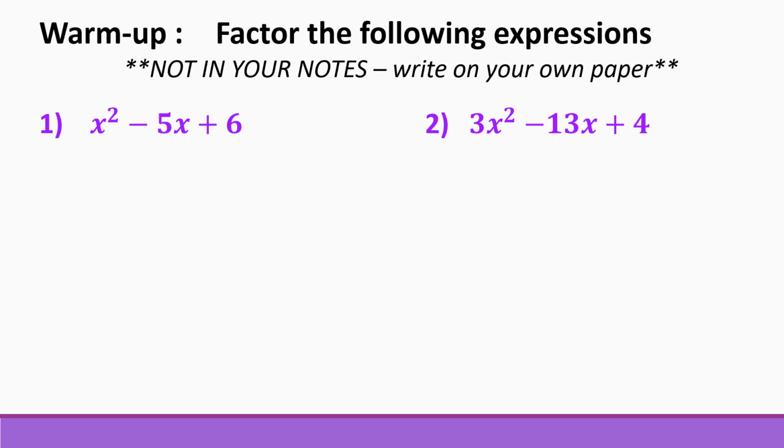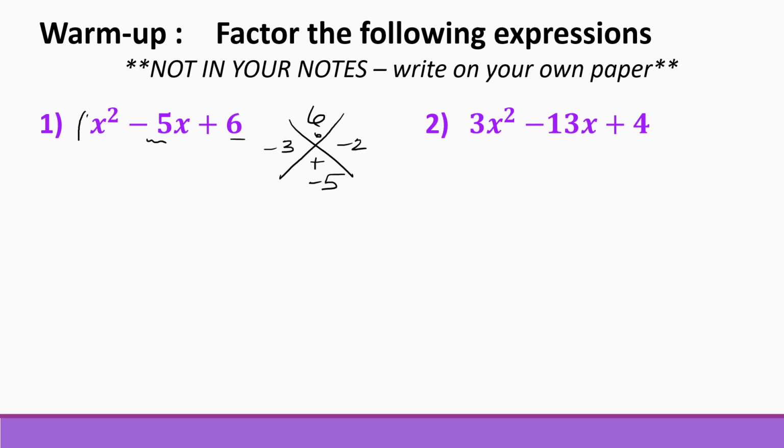Today's lesson is going to be graphing rational functions, and we're going to start with a review of factoring quadratic trinomials. So remember, in our quadratic trinomials, we're looking for the leading coefficient multiplied by that constant term. So for example 1, x squared minus 5x plus 6, we're looking to see what multiplies to 6 but has a sum of the middle term, which is negative 5.